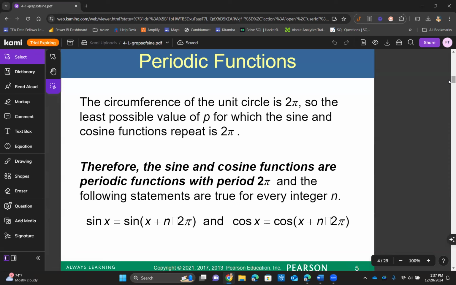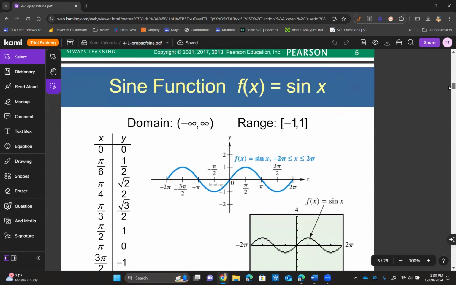The circumference of the unit circle is 2 pi. So the least possible value of p for which the sine and cosine function repeats is 2 pi. This information is important here. The cosine function and sine function for the parent graph, their period is going to be 2 pi. So every 2 pi, the cosine function and the sine function are going to repeat themselves. 2 pi is the period for the sine and cosine graph.